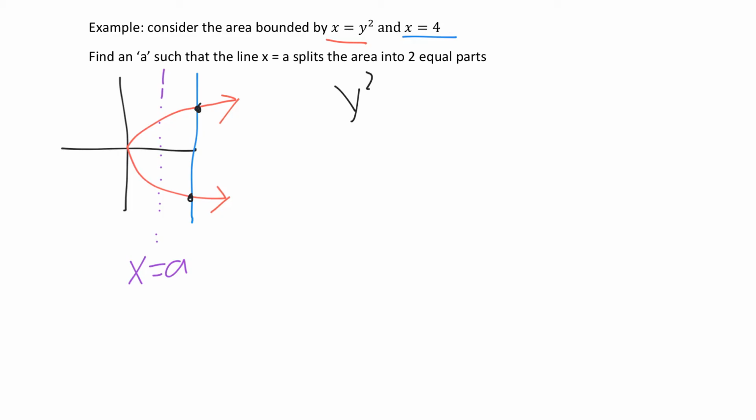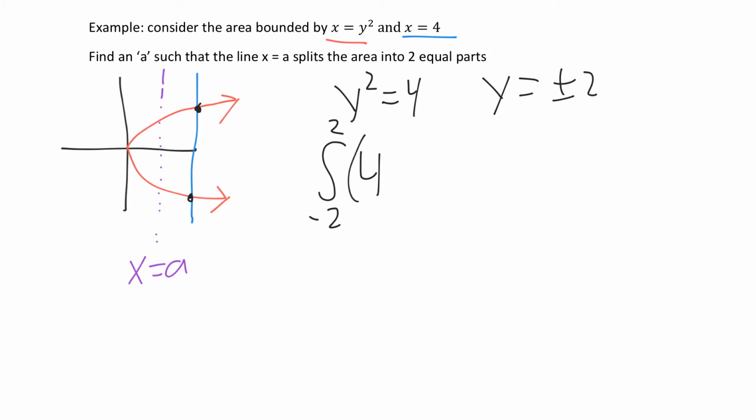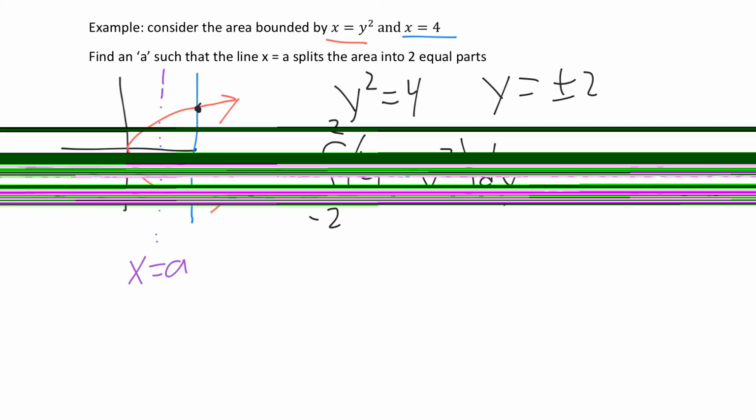Well, of course, we have y squared equals 4. That means y equals plus or minus 2. So our points of intersection are minus 2 and 2. The blue line is our upper curve, and the red line is our lower curve, so we will have the integral from minus 2 to 2 of 4 being the upper curve, and y squared being the lower curve, dy.